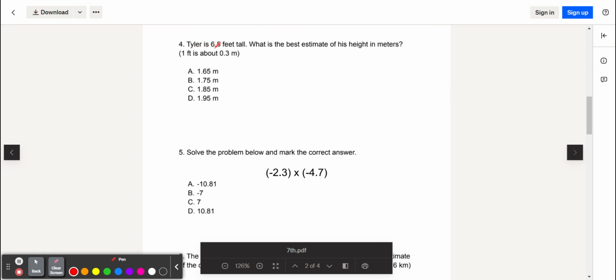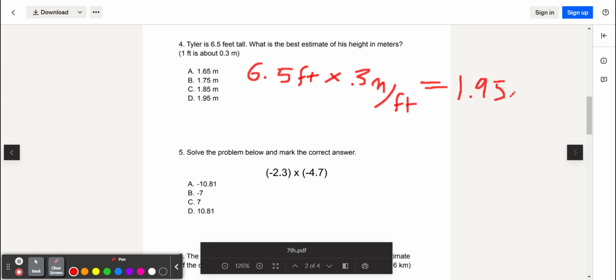Next, Tyler is 6.5 feet tall, so a very tall person. What is the best estimate of his height in meters? And a foot is about 0.3 meters. So we know that he's 6.5 feet tall, and every foot is about 0.3 meters, which means that we just need to multiply by 0.3. And then if we multiply this out, we get 1.95 meters, which is the D choice.